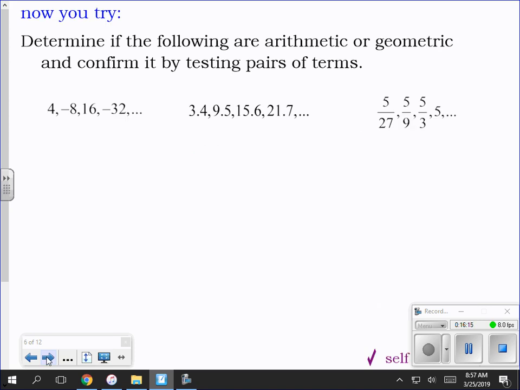Okay, do those. The calculators might be handy on some of this stuff too. Okay, so let's take a look at these.